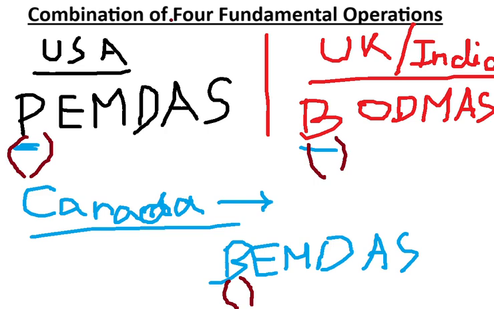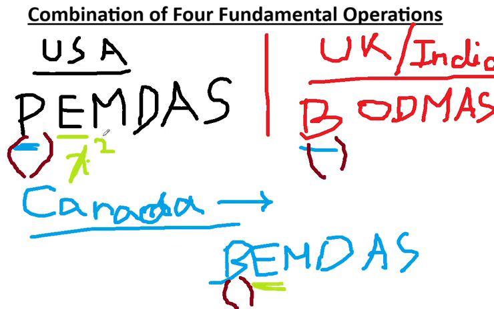The next part is a little bit different. In US, we have the next one as E, which stands for exponents. What is exponents? Something raised to the power of, okay? So in case in the expression we get 5 squared plus 3 times 2, we are going to work out that 5 square or 5 cube or x to the power of 3 first, okay? So E stands for exponents in US as well as Canada.